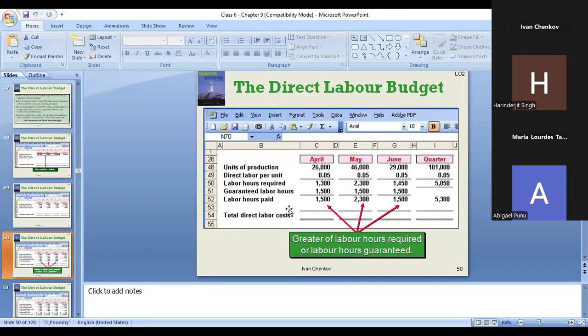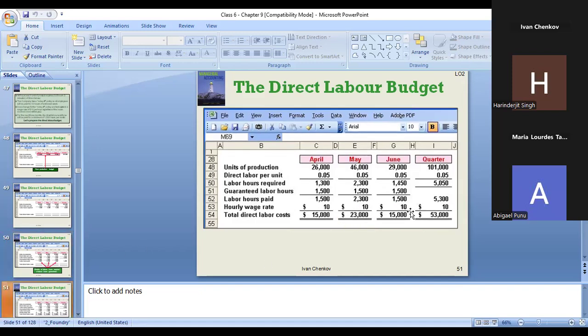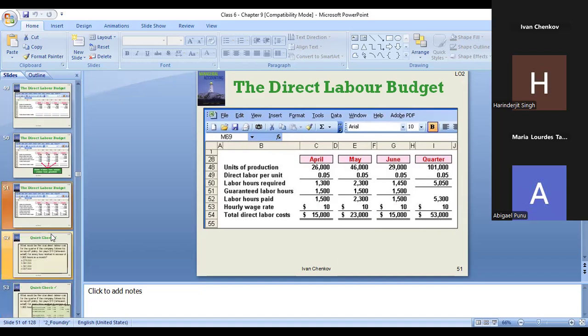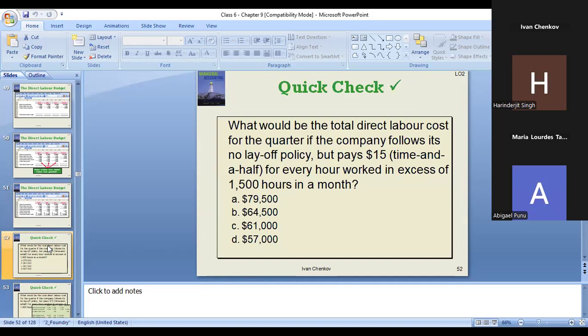Then we're comparing with the 1,500. If the hours are below the 1,500, we're paying them 1,500. If they're above, we're paying them the actual hours. So in total, we're going to pay them for 5,300 hours. And since we pay them $10 per hour, the total expense will be $53,000. That's very straightforward. There's no scary part here.